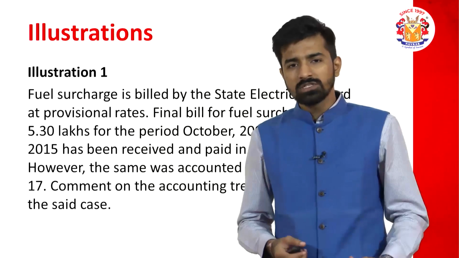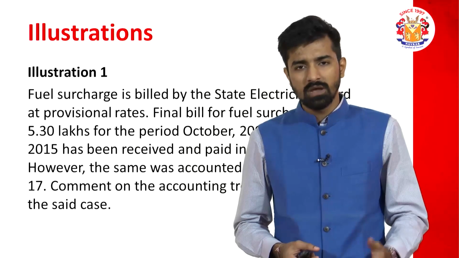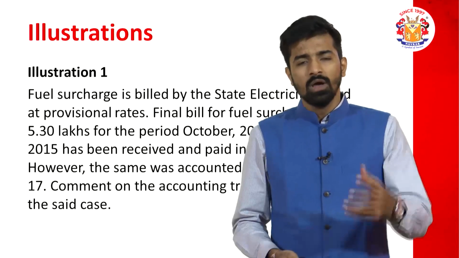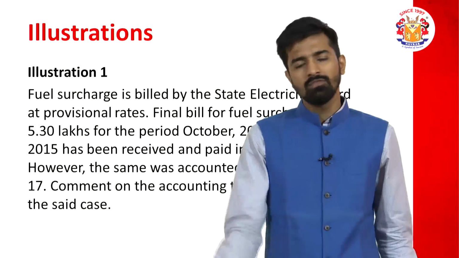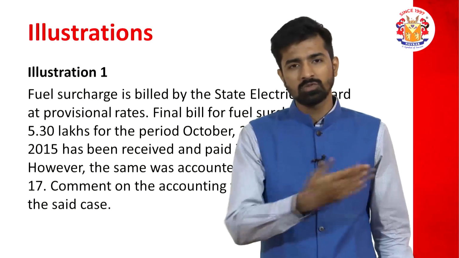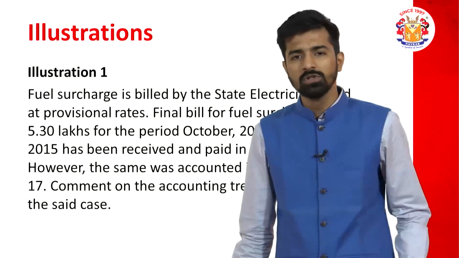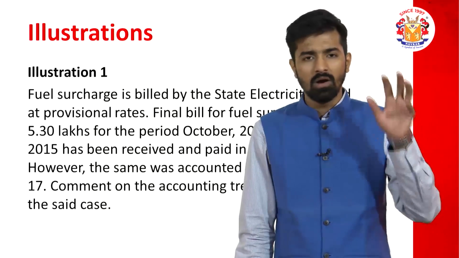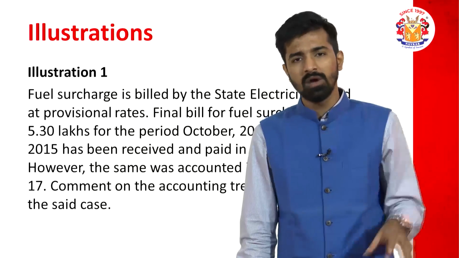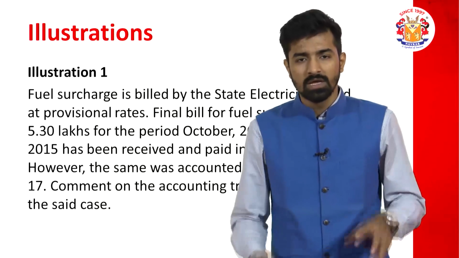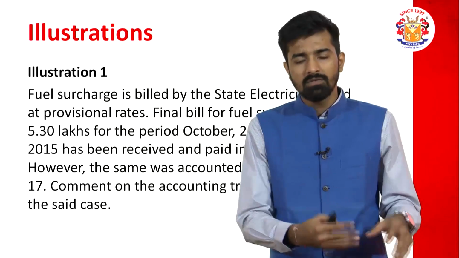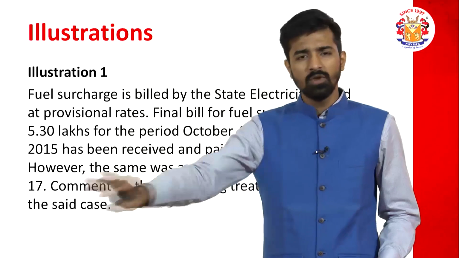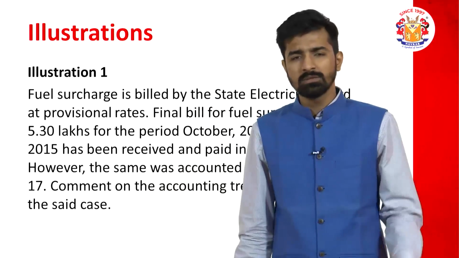See, basically fuel surcharge, because it was by the State Electricity Board, because it was given on a provisional basis, the company knew that if there was any revision or any retrospective amendment, it will have to pay a fuel surcharge. And basically fuel, all these are due to ordinary activities only. These are part and parcel of the day-to-day activities of the business. So it's not an extraordinary item that has been ruled out, but the thing is whether it is an exceptional item or not.